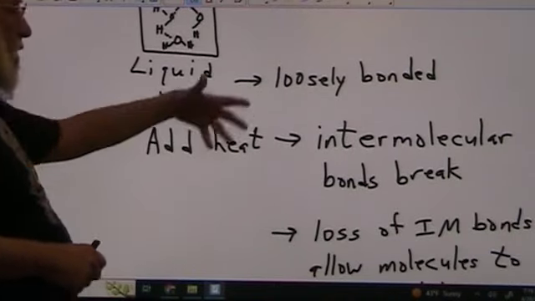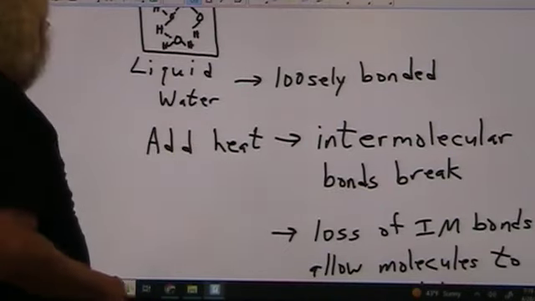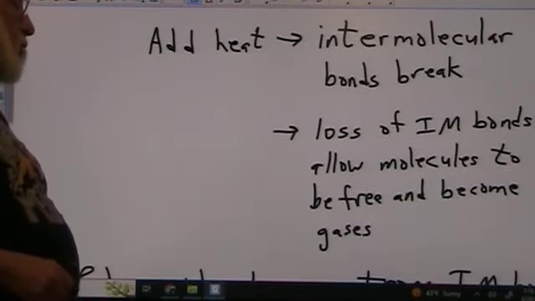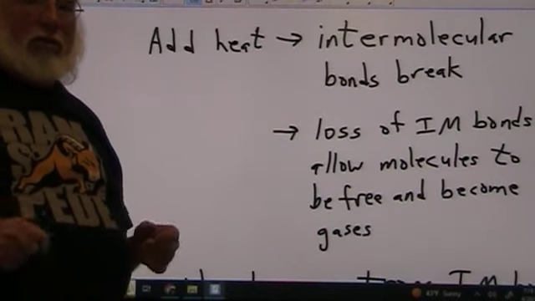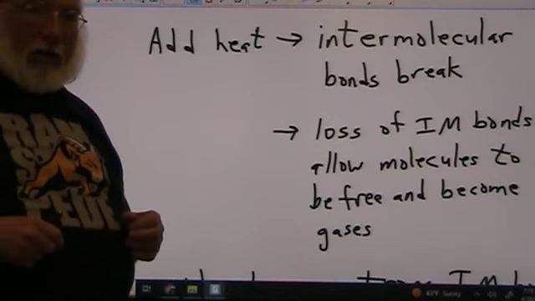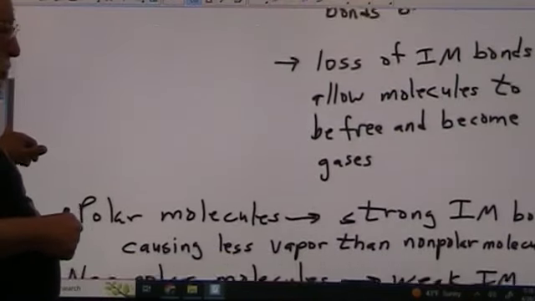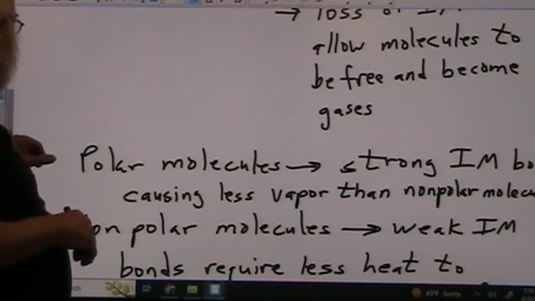So as you add the heat, the intermolecular bonds break, and the loss of the intermolecular bonds allows molecules to be free and become gases. And that's important. Molecular gases move randomly because they are not bonding to anything. And so when they collide, they keep moving at the same motion they were before.